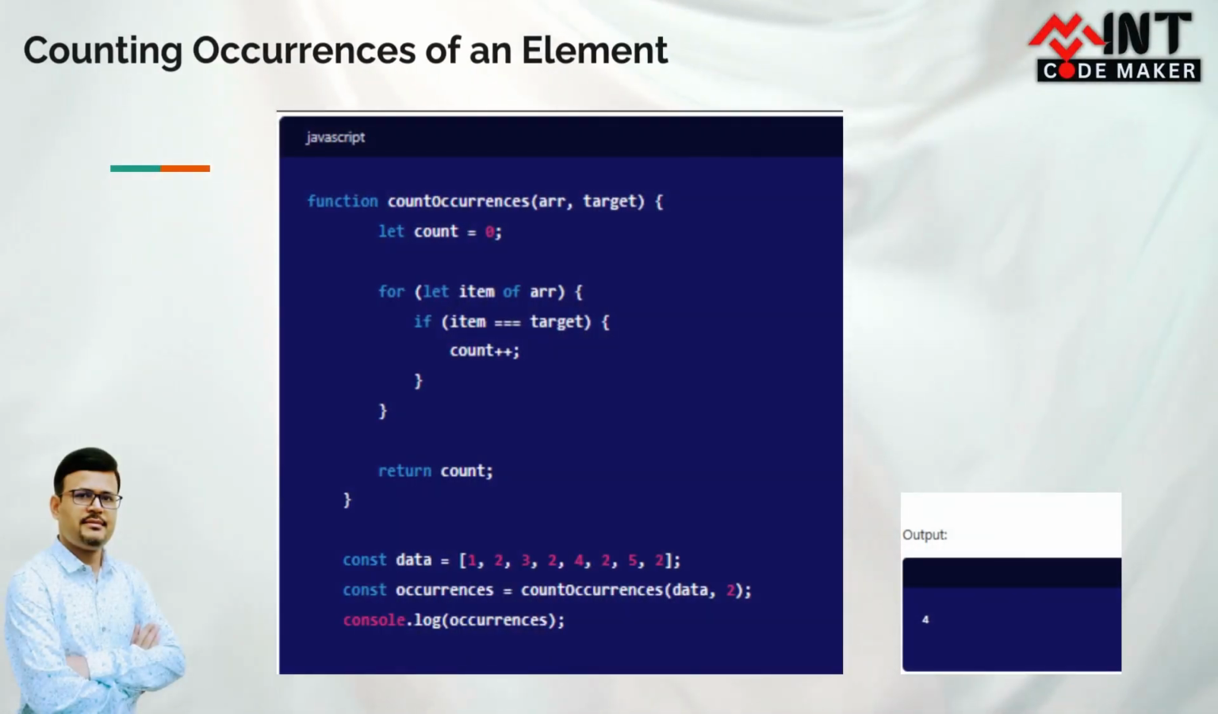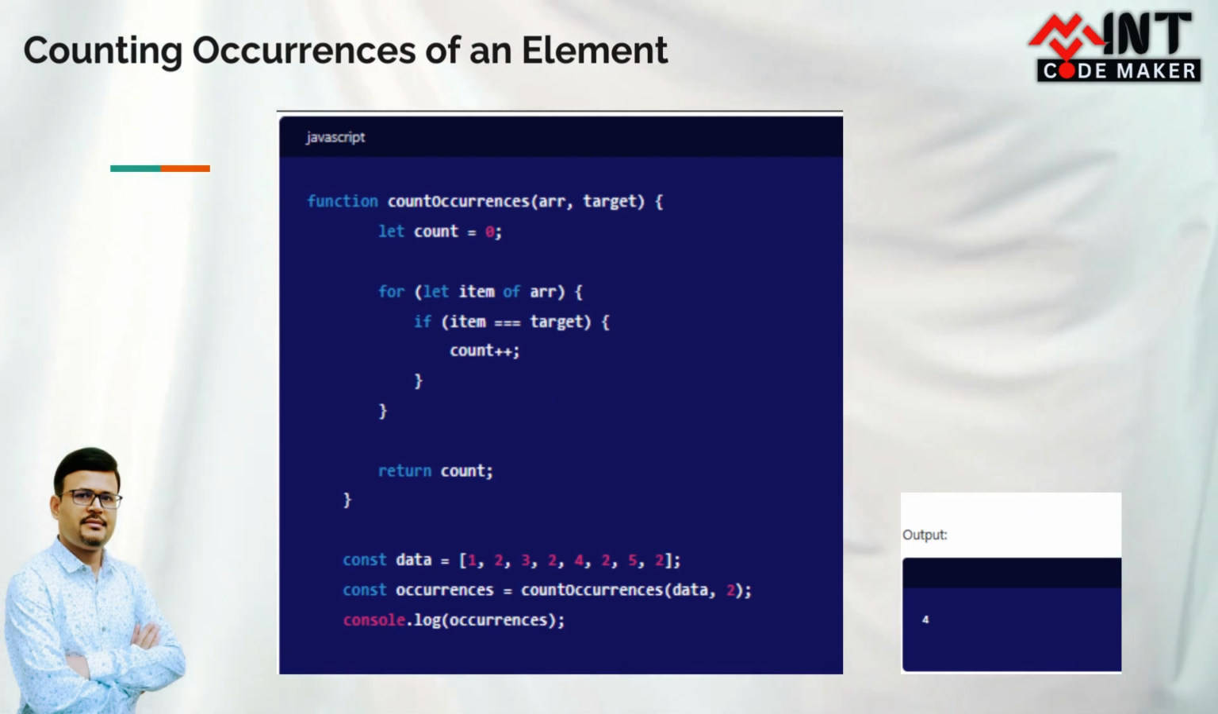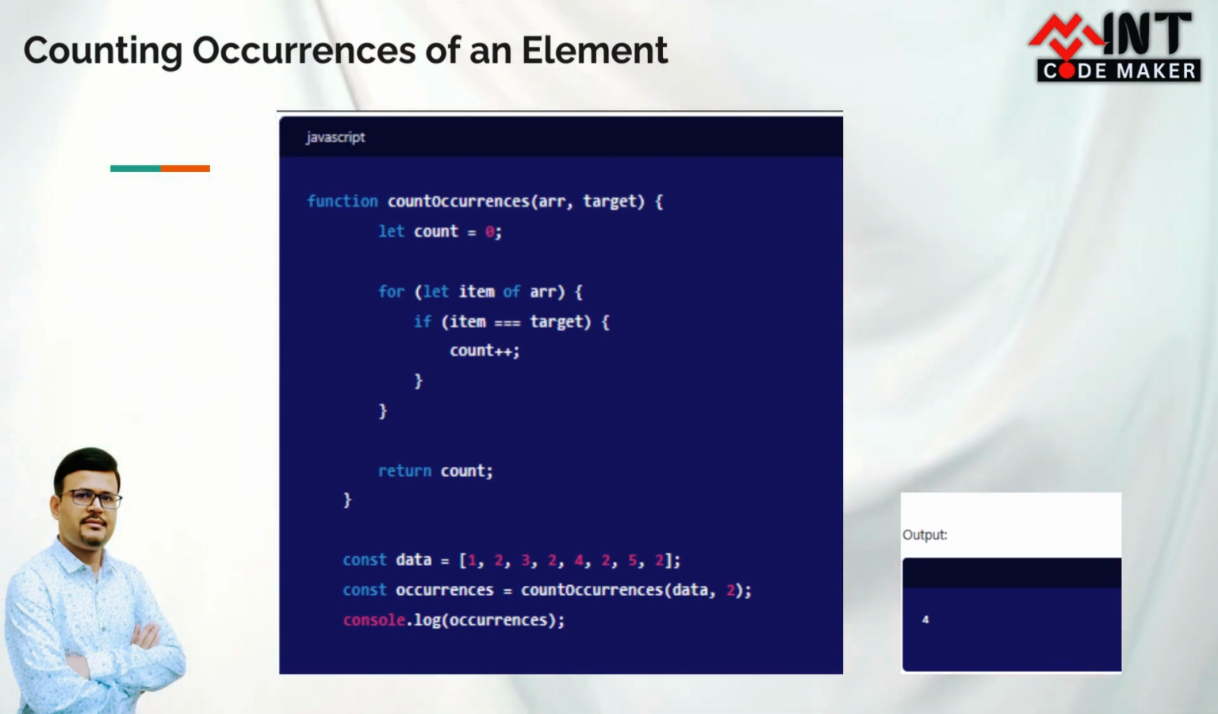Finally we are discussing counting occurrences of an element. This code snippet introduces a function countOccurrences designed for counting how often a given target value appears in an array. The process includes initializing a count variable to keep track of occurrences, iterating through the array using a loop, comparing each element to the specified target value.